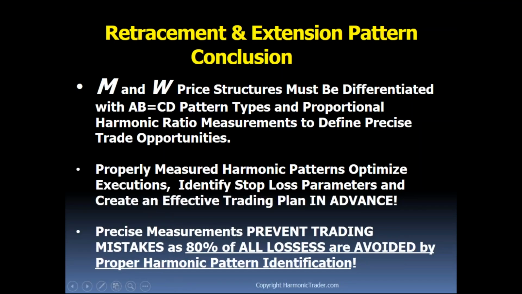Now, I went through a lot of information here. It's important to review the retracement and extension patterns because these M and W price structures must be differentiated with the correct ABCD pattern types and the proportional harmonic ratio measurements to define precise trade opportunities. I mean, that's really what this is all about. We can trace out patterns all day long, but we need to get from drawing patterns to an actual harmonic pattern trading opportunity. To do so, we've got to properly measure harmonic patterns, optimize execution, identify stop loss parameters, and create an effective trading plan in advance.